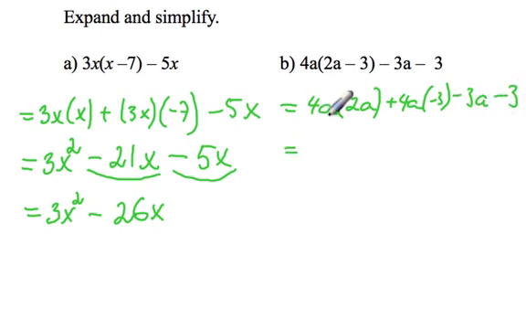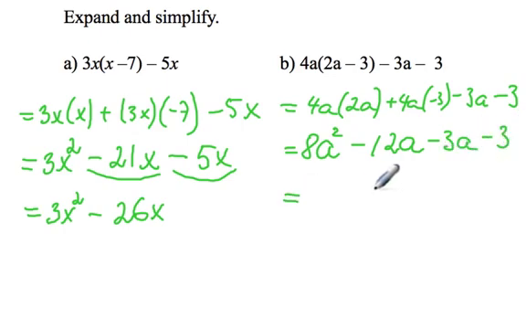That equals 4a times 2a is 8a squared. 4a times negative 3, negative 12a. Take away 3a, take away 3. Now to simplify, we are looking for like terms. 8a squared doesn't have any like terms.